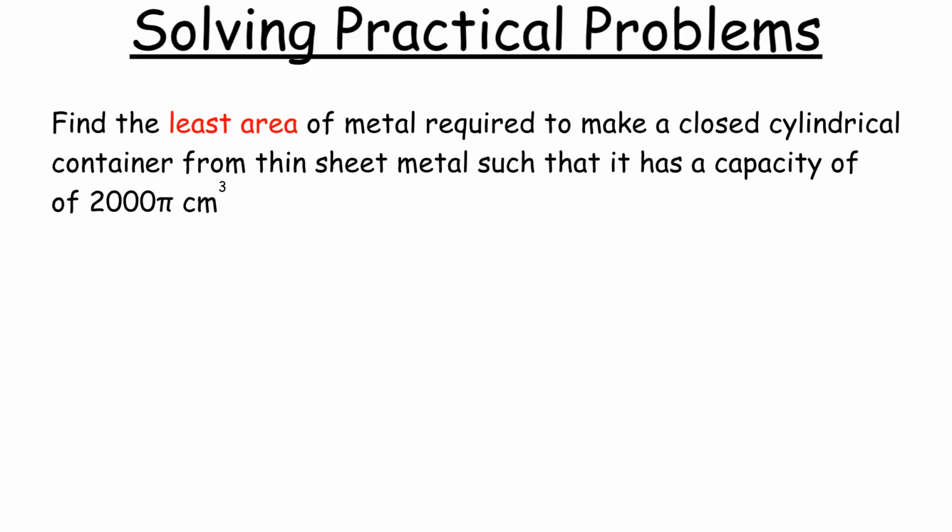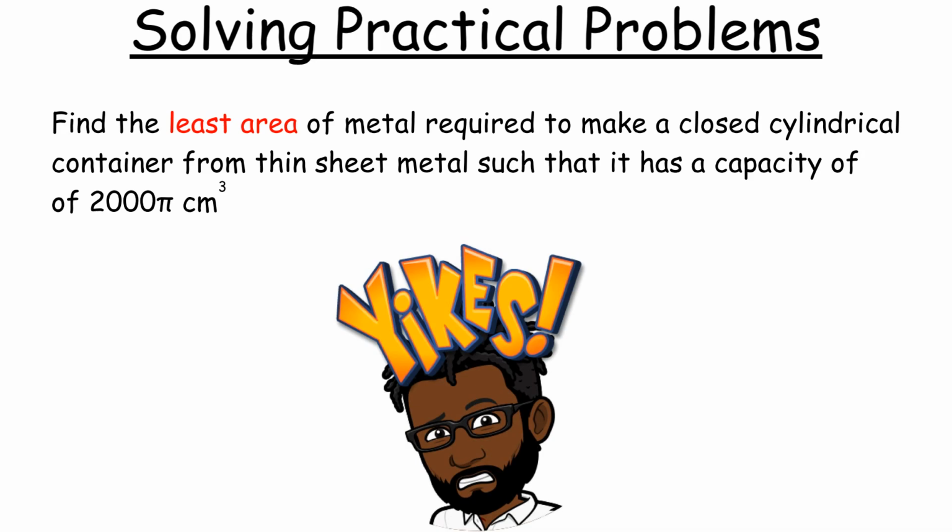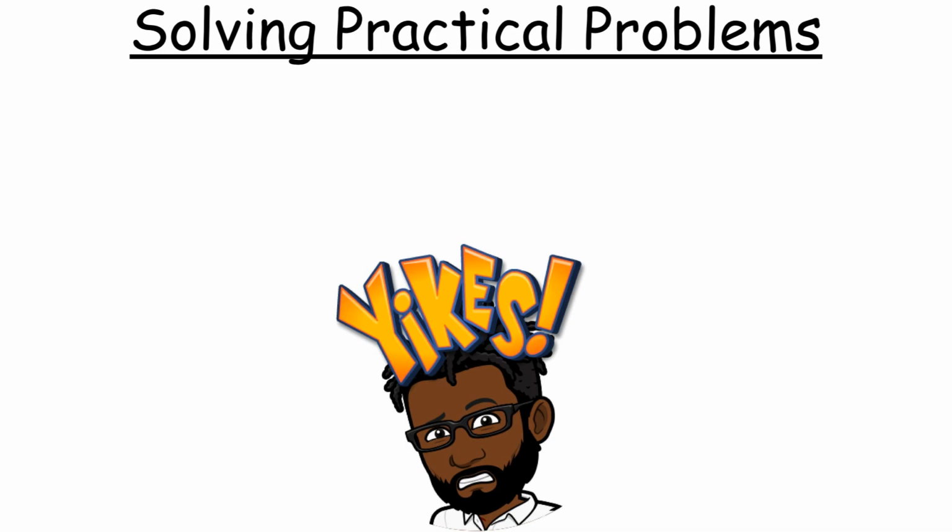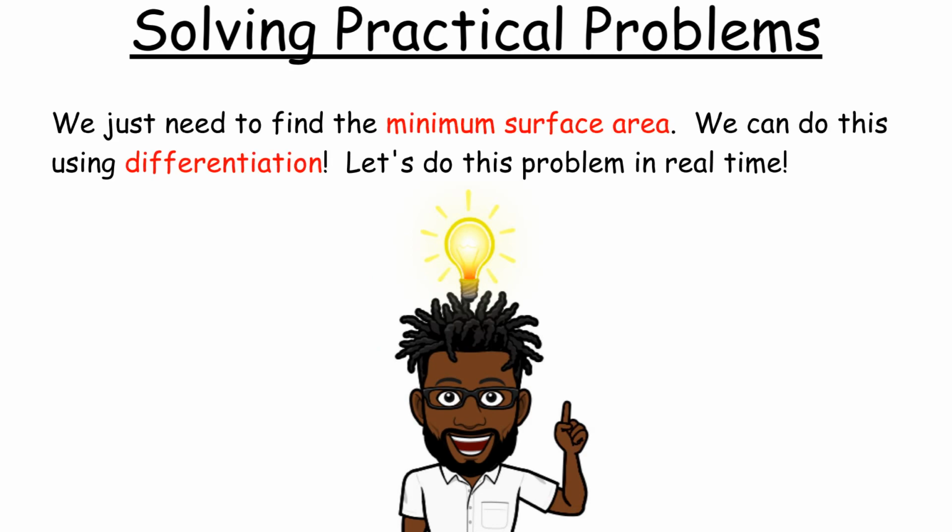Lastly, we're going to look at actual practical problems. So here's the question. To find the least area of a sheet of metal such that it creates a cylinder of a volume of 2000 pi. That's pretty difficult, is it? No, it isn't, because we just need to find the minimum surface area, and we can do this using differentiation. Because this is a more involved problem, we are going to do it in real time.